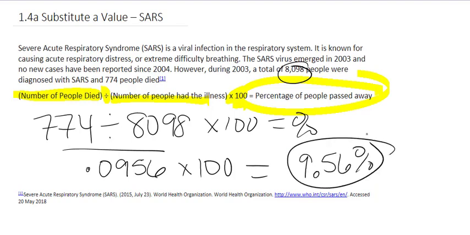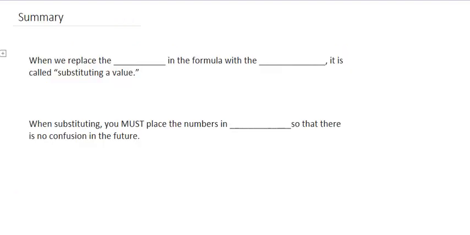So 9.56%. Now, when looking at percentages, when you're multiplying by 100, just remember we're going to move the decimal over 2 places. So if you look back at the original problem, you can look at the decimal right there, move it over 1, and then 2. So we could have not used the calculator for that final step. So, in summary, when we replace the words in the formula with numbers, it is called substituting a value.